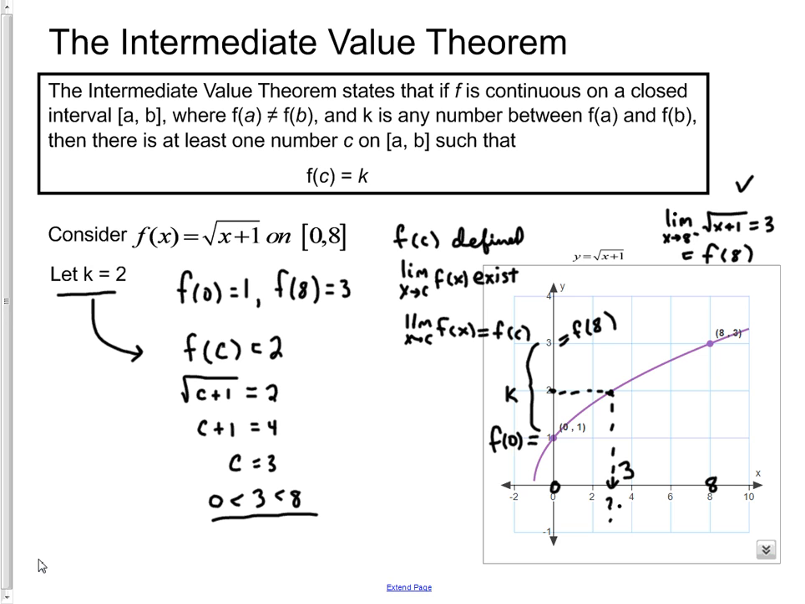By the way, the intermediate value theorem is useful because it gives us a way of definitely establishing the existence of a y value for every point of x on the interval between f of a and f of b. As long as it meets these conditions, that's perfect. That's what we want.